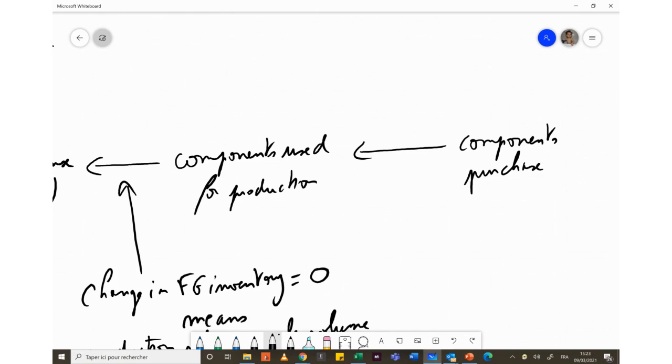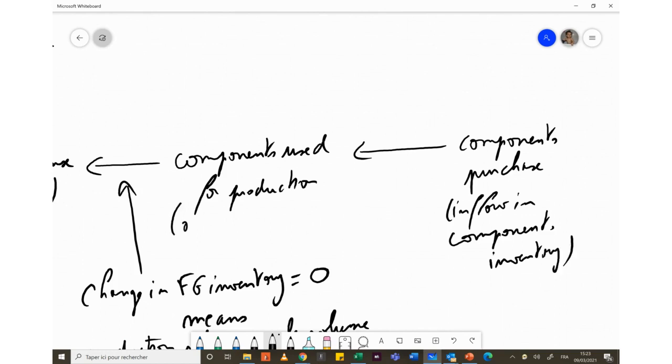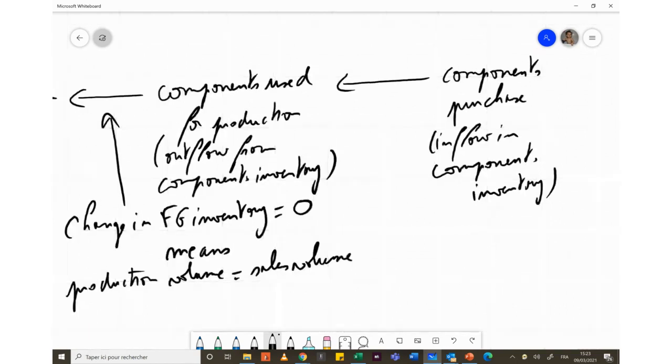The inflow in components inventory. Here, the components used for production is the outflow from components inventory. So in between, what we have is the change in components inventory.